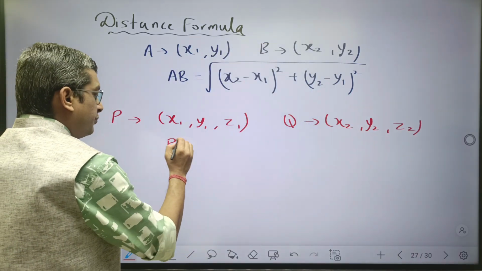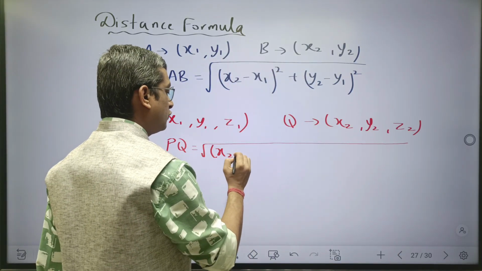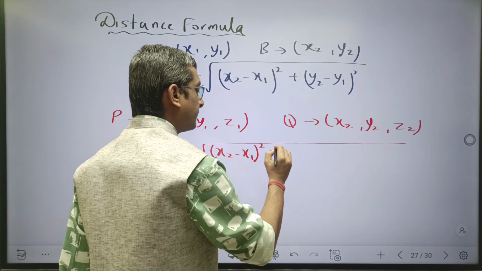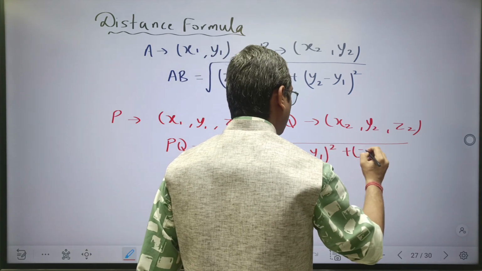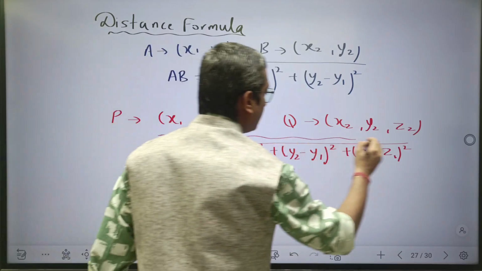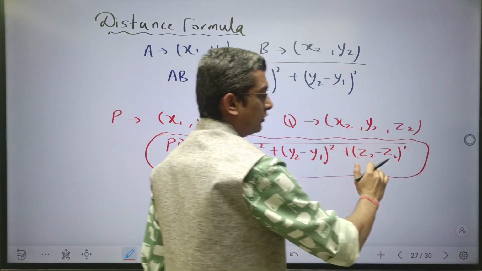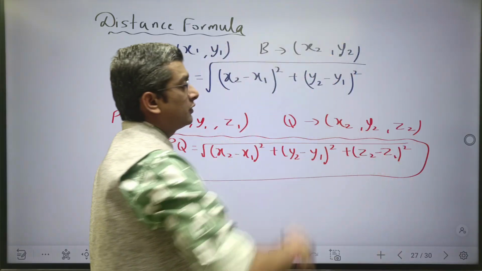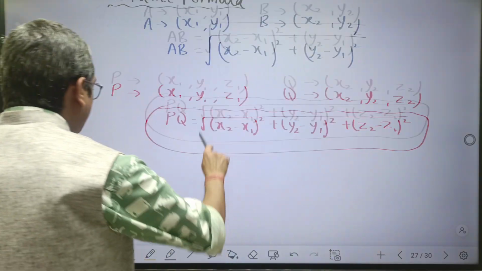Then the distance between PQ is given by root over (x2 minus x1) square plus (y2 minus y1) square plus (z2 minus z1) square. Isn't it? The formula is the same. Just one more term comes here, that is (z2 minus z1) square, because they have z coordinates as well. So it is very simple.